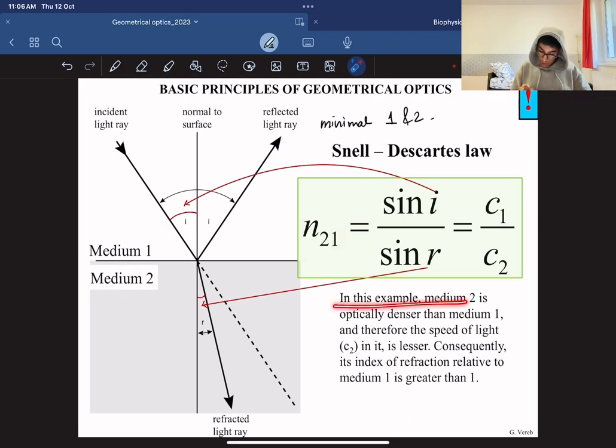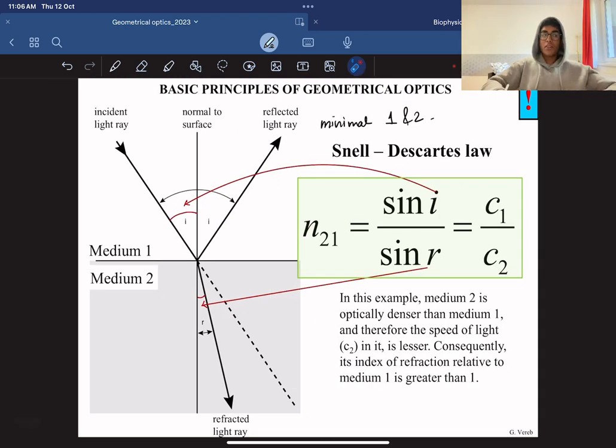In this example, medium 2 is optically denser than medium 1, and therefore the speed of light in it is lesser. Consequently, the speed of light will be lesser in a denser medium. Just imagine, you are running in a big empty room with like 5 people in it. But then you run in that same room with 200 people in it. It's going to be crowded. So obviously your speed is going to be less because you're going to be bumping into people. You understand the concept, right? So you're going to be slower. Optically denser results in a slower speed of light.